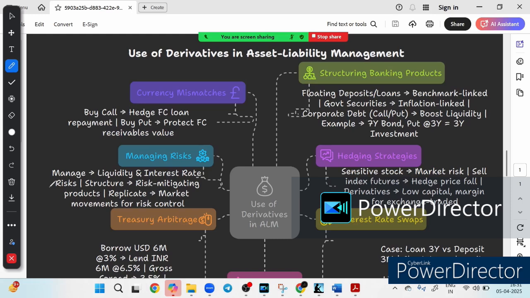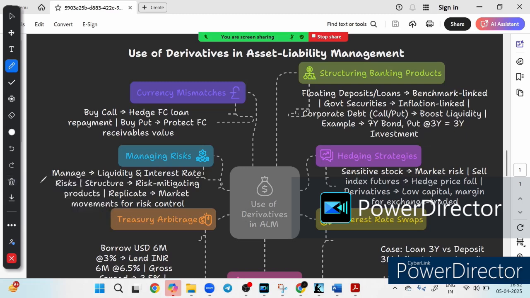Again I am repeating, if it is a floating deposit or floating loan, you link it to the benchmark link. If it is government security, it should be inflation linked. If it is corporate debt, it should be call and put option linked. For example, a 7-year bond with a put option at year 3 acts like a 3-year investment, right? So this is how you should structure banking product.